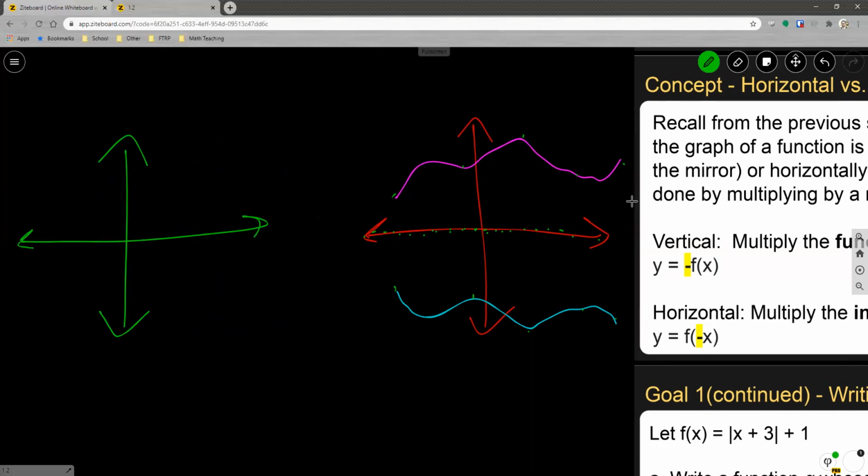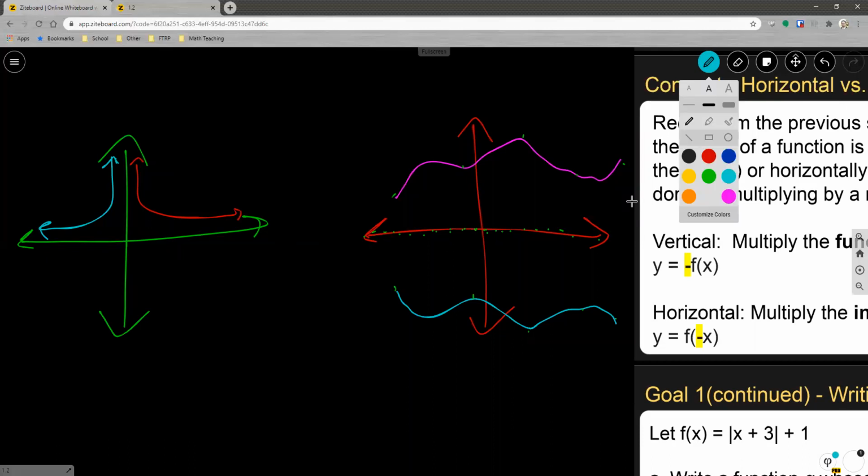Same idea as before. But if I want to mirror something horizontally, let's say I've got a function that creates something that looks like, I don't know, like this. That's my function. And if I modify my input value, it will reflect it horizontally and create a function that looks like that. And again, the y-axis this time is acting as the mirror. Everything on one side gets mirrored to the other.